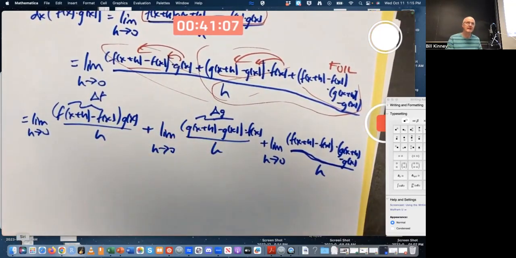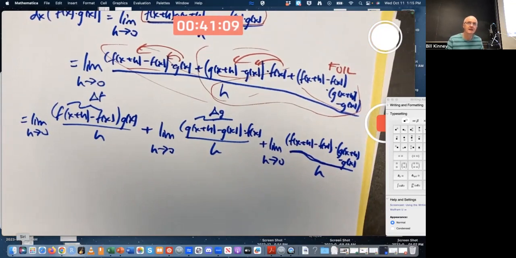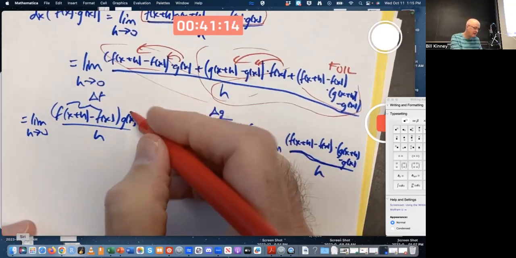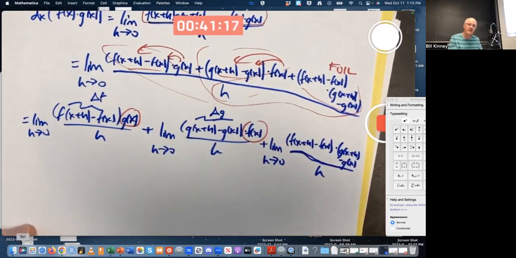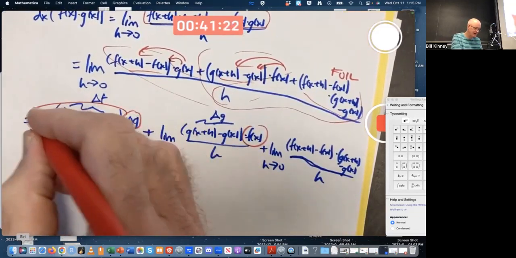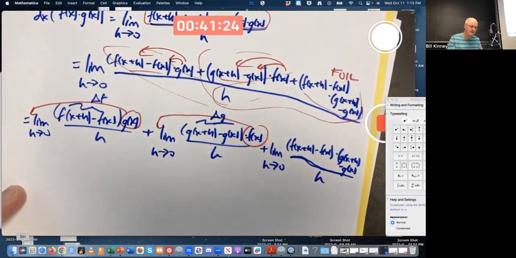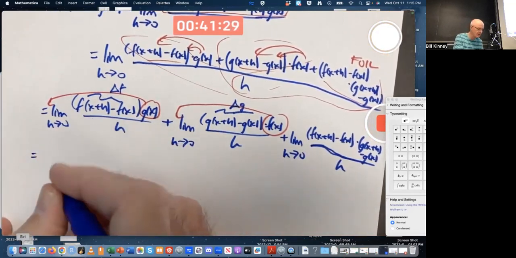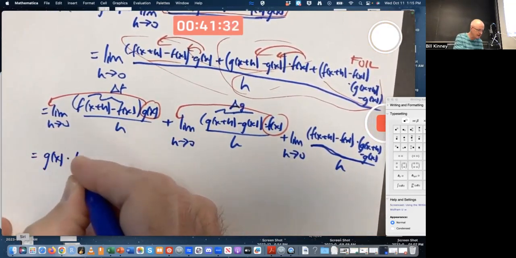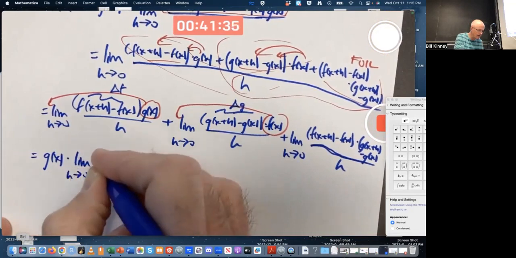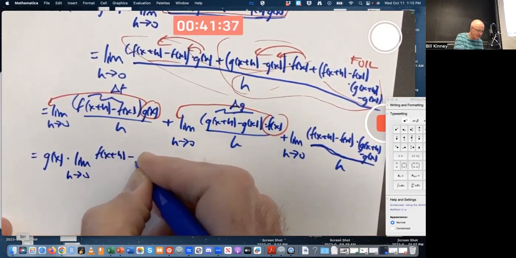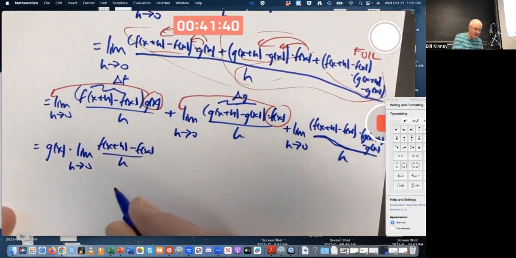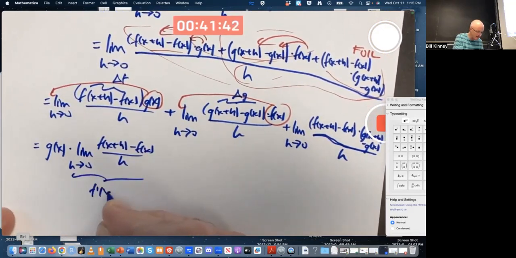Remember, when you're computing limits like this, you think of x as fixed. h is the variable for the limit. So any factor that just involves an x, like those two, can be factored out in front of the limit sign, like a constant with respect to the limit. We get g of x times the limit as h goes to 0 of f of x plus h minus f of x divided by h.